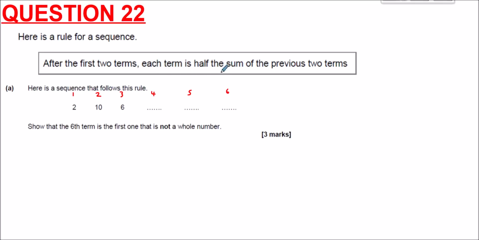And so if we just read this carefully, we'll work out each term after by adding together the previous 2 and halving it. And so the 4th term we can work out by just doing 10 plus 6, that's the sum of the previous 2 terms, and then halving that. So 10 plus 6 divided by 2, you should find it'll be 8. So the 4th term is 8.